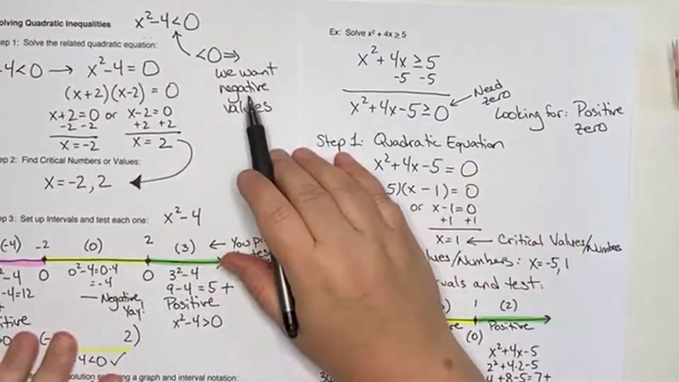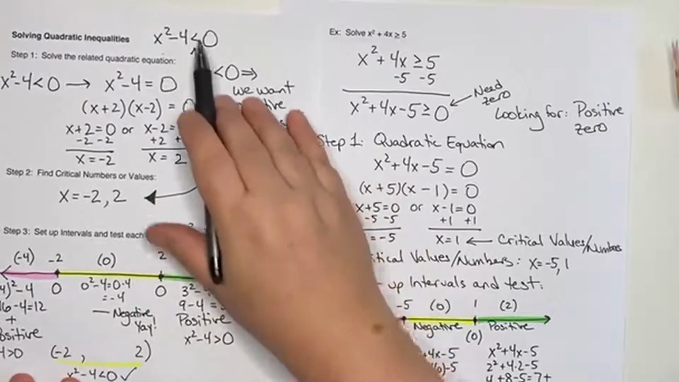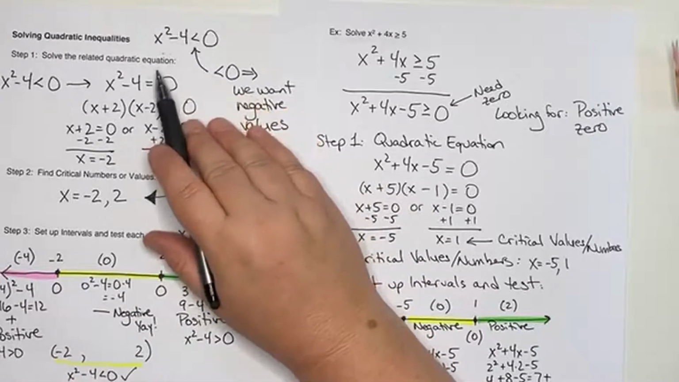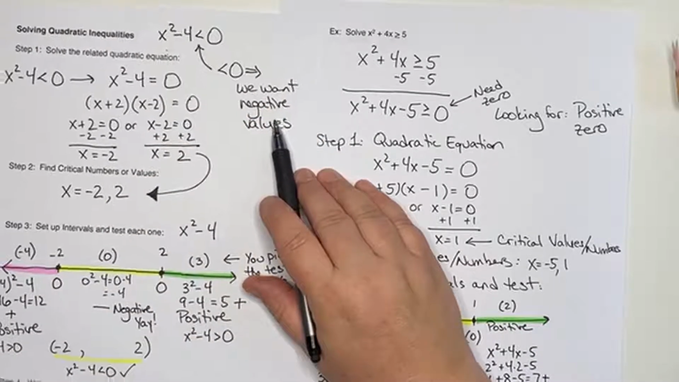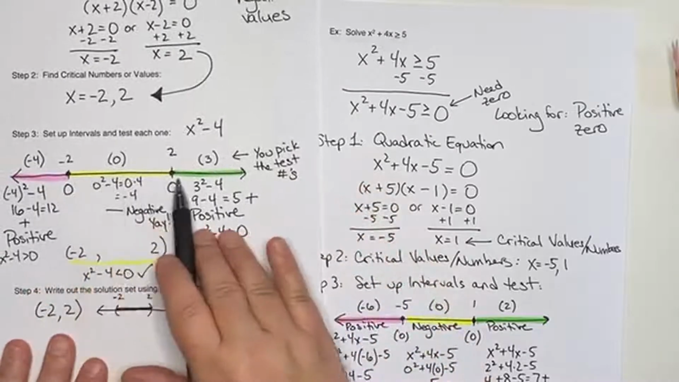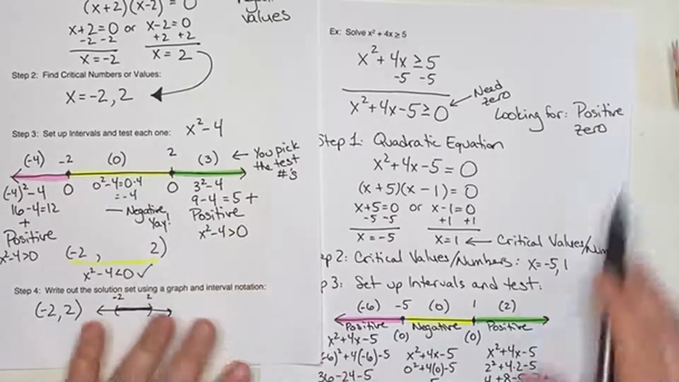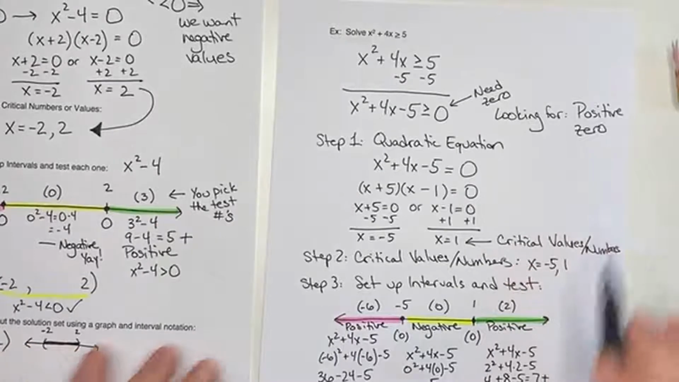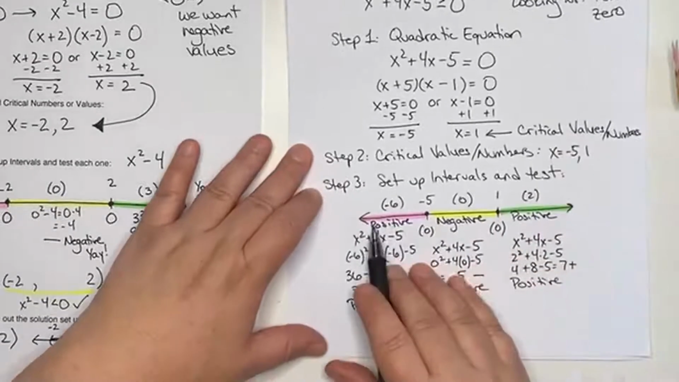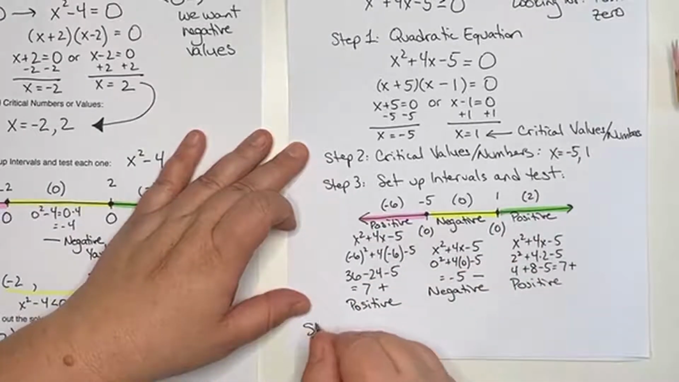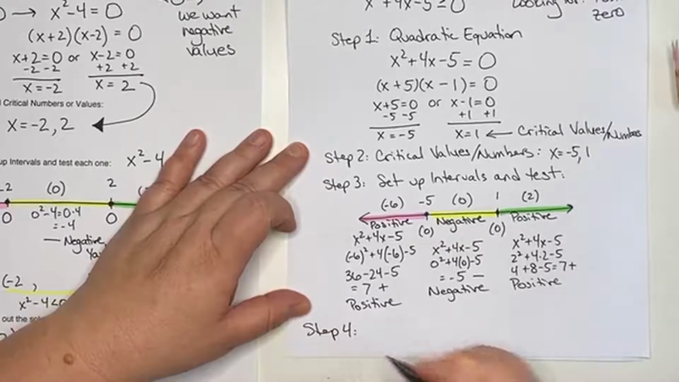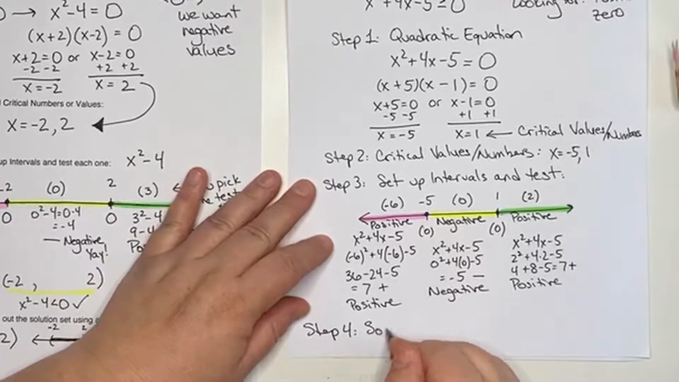Now, over here, what we were looking for in the original problem, we were looking for negative values. So we chose the spot in the middle where it's negative. This is positive and 0. So I want to pick these two sections. So step 4, this is going to be the solution.